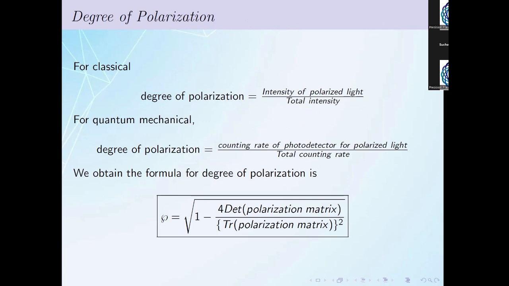So, classically, the degree of polarization is defined as the ratio of intensity of polarized light and the total intensity of the beam. And for the quantum mechanical case, the degree of polarization is defined as the ratio of the counting rate of the photodetector for polarized light and the total counting rate. By doing the algebra, we get the formula for DOP as this, which depends on the determinant of the polarization matrix and the trace of the polarization matrix.